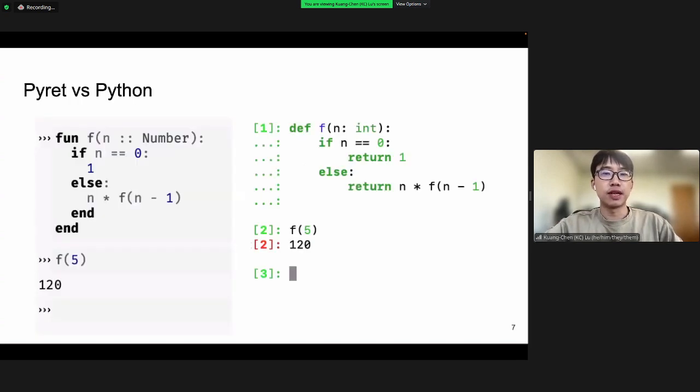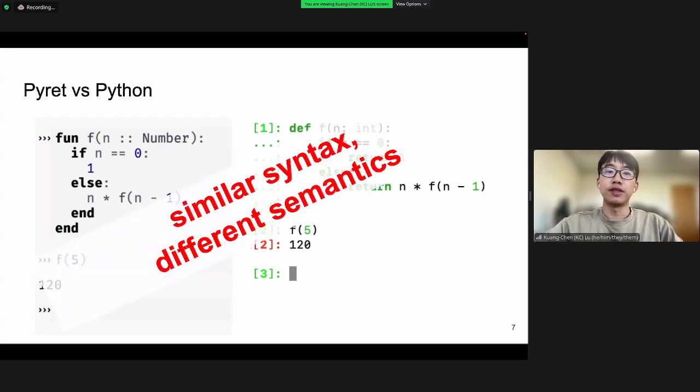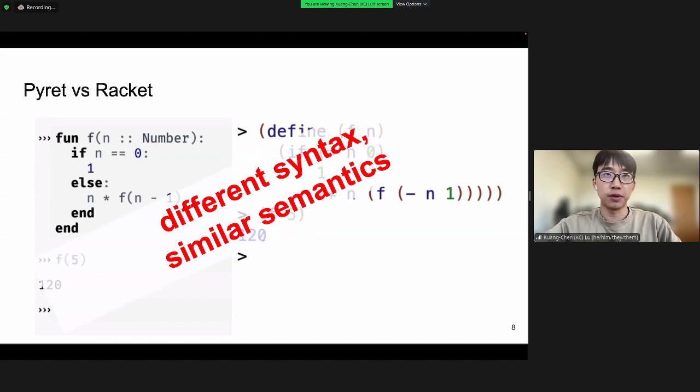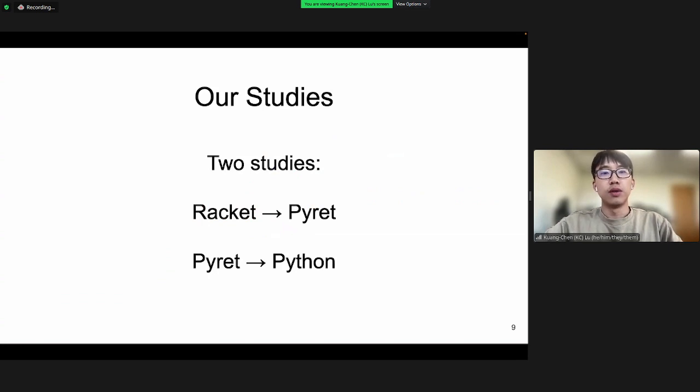The syntax of Pyret was directly inspired by Python and meant to be at least somewhat similar. They share some keywords and both use colons to indicate the start of a block. So this is a case of similar syntax, but different semantics. In contrast, Pyret was heavily modeled on the semantics of Racket, but designed to have a much more conventional, Python-like syntax. So we get a pair of languages with different syntax, but similar semantics. So what did we decide to do? We set up two studies, one studying transfer from Racket to Pyret, and one from Pyret to Python.